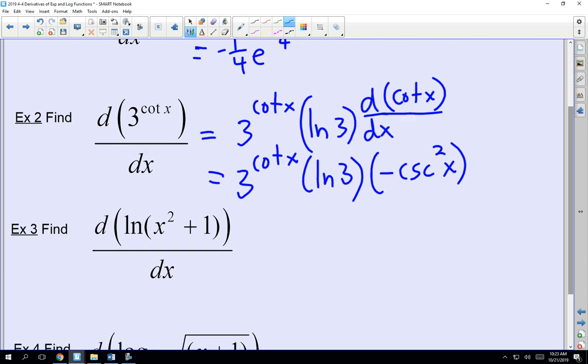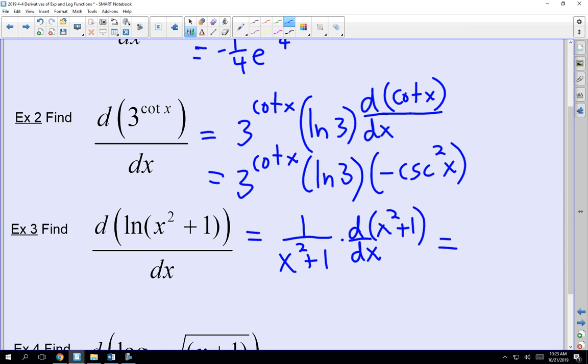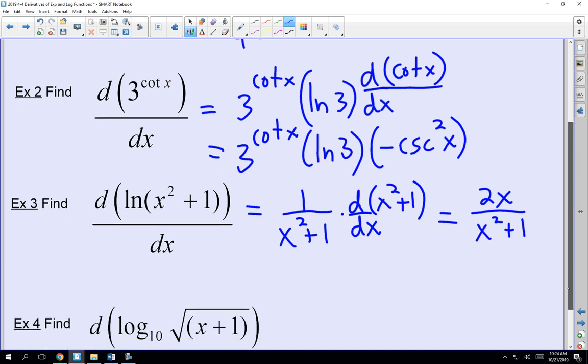All right, we'll look at the other two here. We have d/dx of ln of x squared plus 1. So first thing we do is write 1 over the argument, so 1 over x squared plus 1, and then it's times d/dx of just the argument, x squared plus 1. And the derivative of x squared plus 1 is 2x. We'll place that over the top of the x squared plus 1, and we've got it.